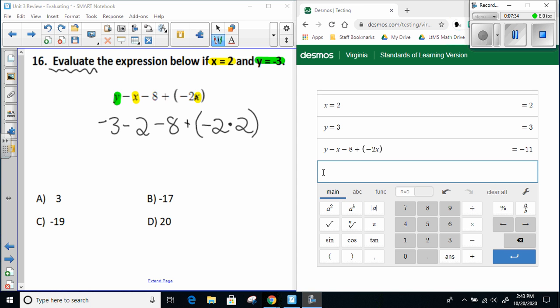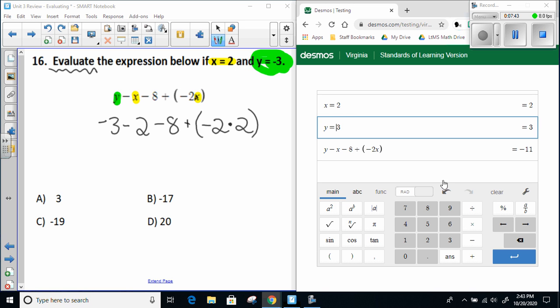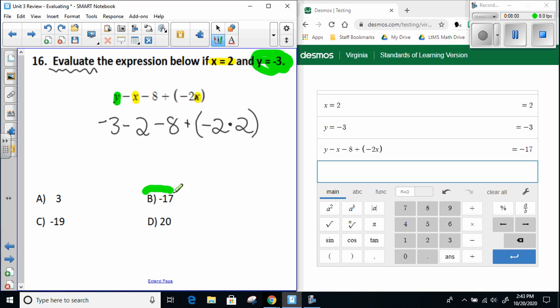And actually, I just realized that I made a mistake. The value of y is supposed to be -3. And when I look at what I typed into Desmos, I typed in a +3, which is why I'm getting an answer -11 that isn't a choice here. So I need to fix what I typed into Desmos. This should say -3 for y. And when I do that, look at that, my final answer changed. And now I know that my final answer should be -17, which was choice B.